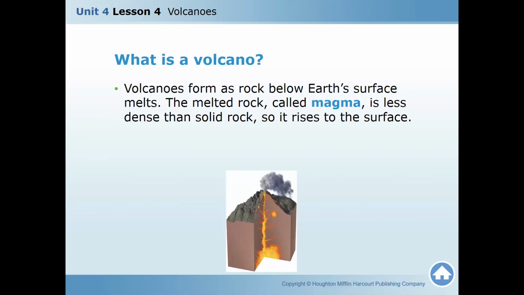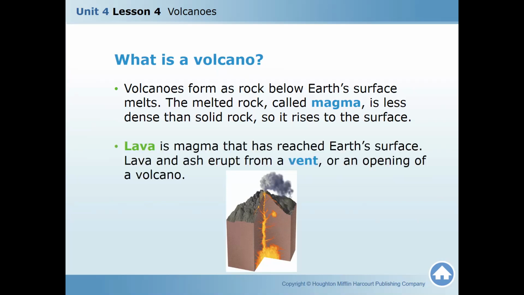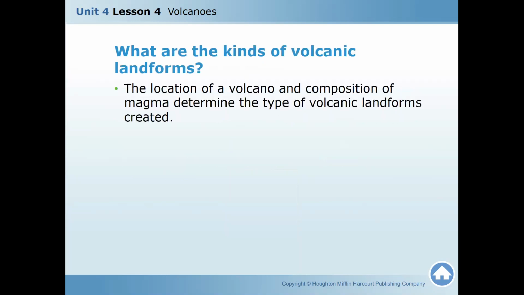Volcanoes form as rock below Earth's surface melts. The melted rock, called magma, is less dense than solid rock, so it rises to the surface. Lava is magma that has reached Earth's surface. Lava and ash erupt from a vent, or an opening of a volcano. So did you understand magma, lava, and vent, everyone? Vent is an opening of a volcano.